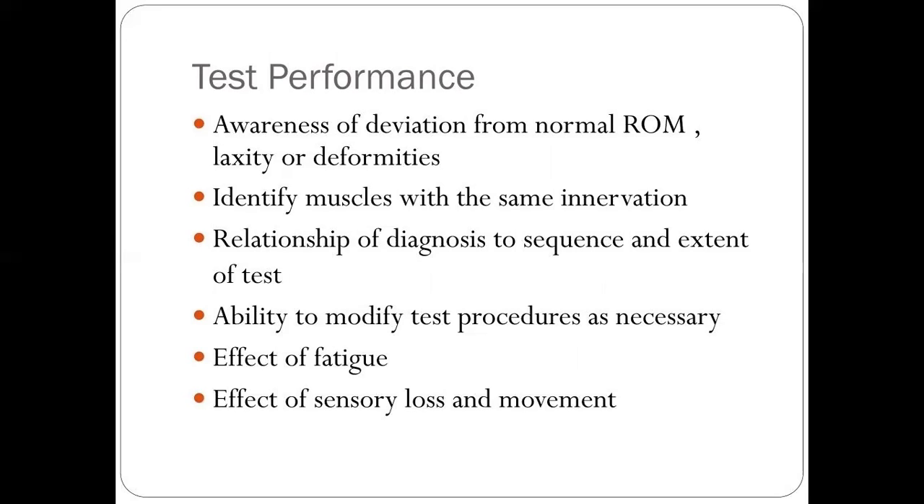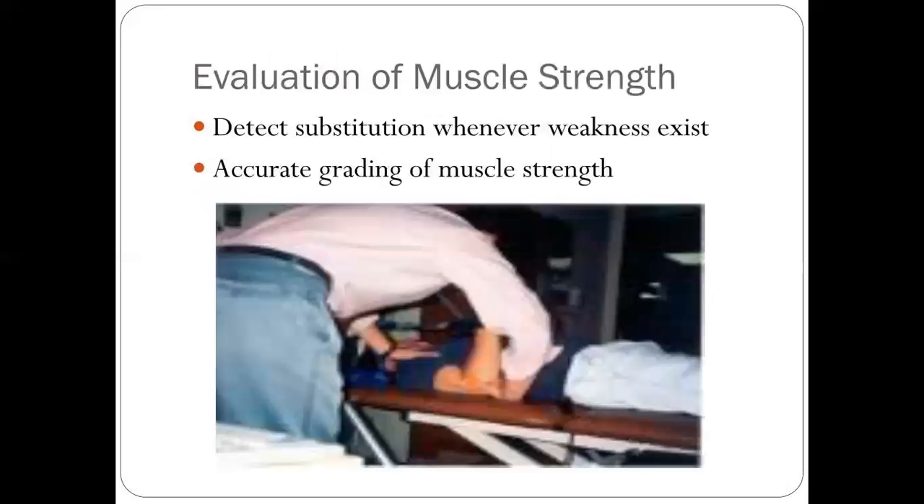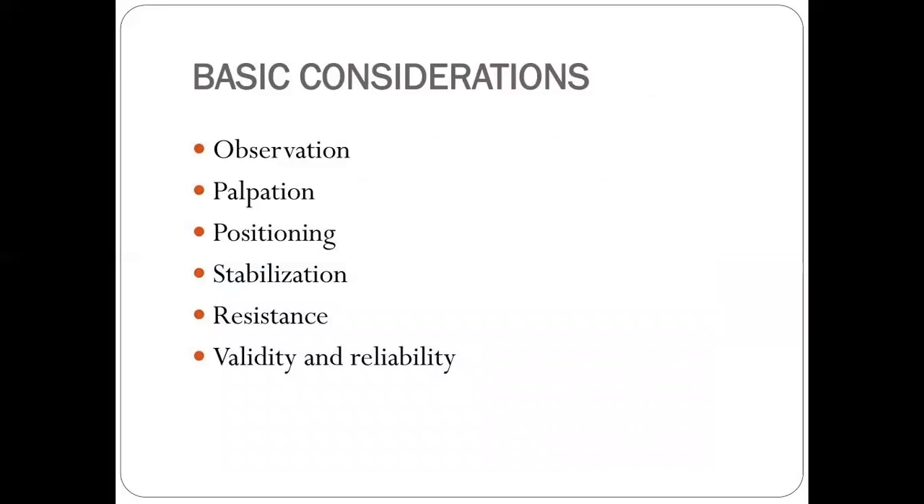Awareness of deviation from normal range of motion, laxity or deformities, and identify muscles with the same innervation, relationship of diagnosis to sequence and extent of test, ability to modify test procedures as necessary, effect of fatigue, effect of sensory loss and movement. Evaluation of muscle strength to detect the substitution whenever weakness exists, accurate grading of muscle strength. Basic considerations include observation, palpation, positioning, stabilization, resistance, validity, and reliability.